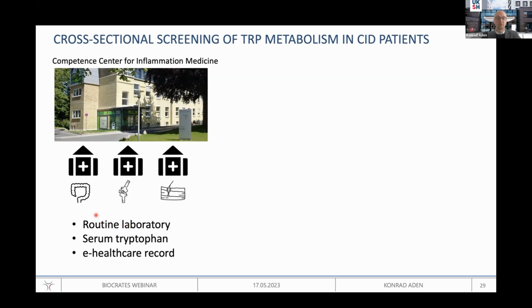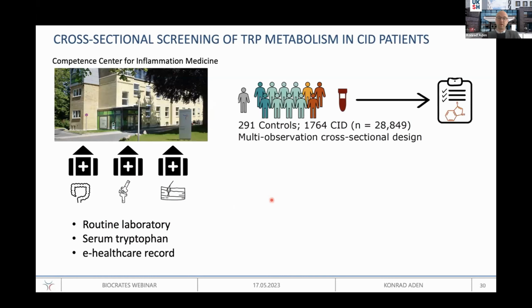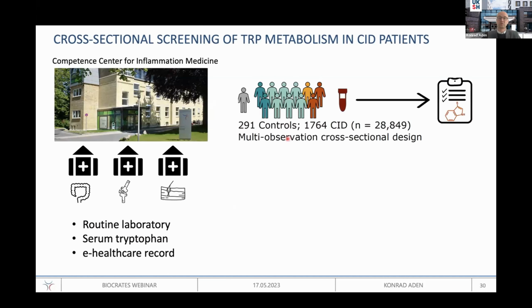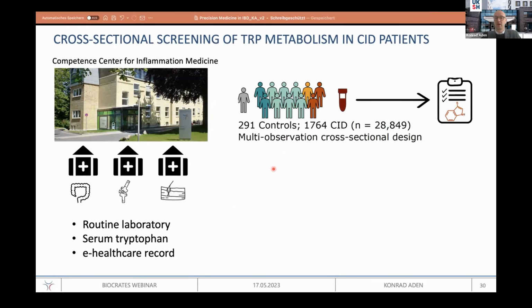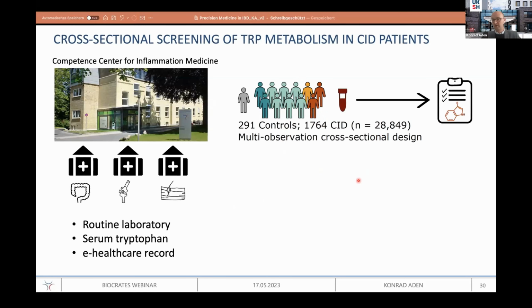What we had was the routine laboratory, and we included the serum tryptophan measurement into our routine laboratory as a standard clinical marker, and we conducted an export of our electronic e-health record, and taken together, we extracted the data from nearly 2,000 patients, which were observed over a time frame of nearly 10 years, summing up the number of clinical observations to roughly 30,000 observations. And for each individual time point, we had the electronic health records and also the serum tryptophan measurements.